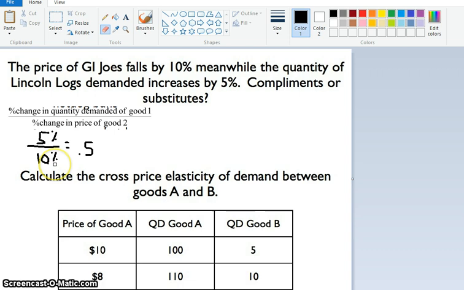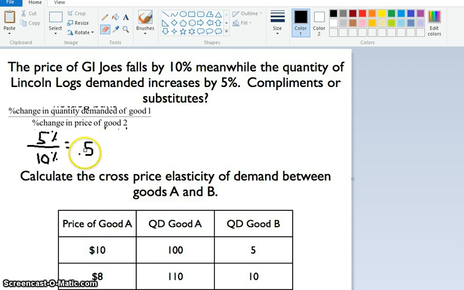So let's see here. I set up my equation here. We put the change in quantity demanded of good 1 on top, the change in price of good 2 on the bottom. The price of G.I. Joes falls by 10%. Meanwhile, the quantity of Lincoln Logs demanded increases by 5%. Complements or substitutes? Well, let's see. I only have one price change, so that's got to go on the bottom. So price change 10% on the bottom. There it is. Quantity demanded change has got to be on the top, 5%. 5 divided by 10, I got 0.5 here.